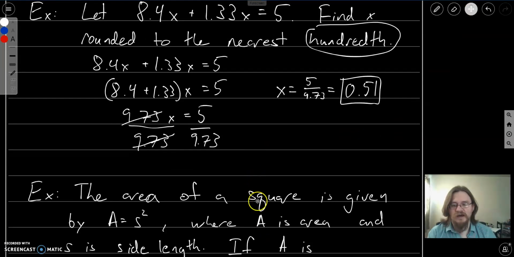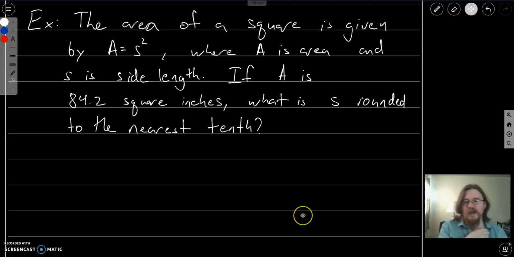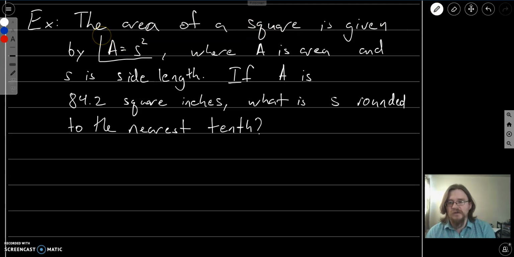Cool. So the last couple of questions I want to look at are going to be a little bit more applications. So the next question is about the area of a square. The area of a square is given by this formula. A is going to be the area, and s is going to be the side length. So the area of a square is going to be the side length of the square multiplied by itself, s to the second power. Then we're told that the area is 8.42 square inches. So then the question is, what is s if we round it to the nearest tenth?